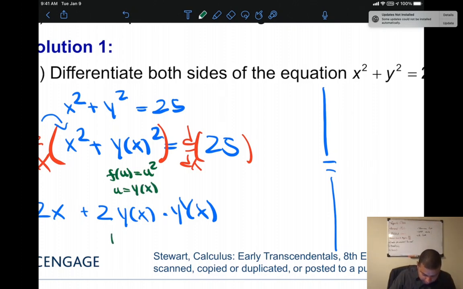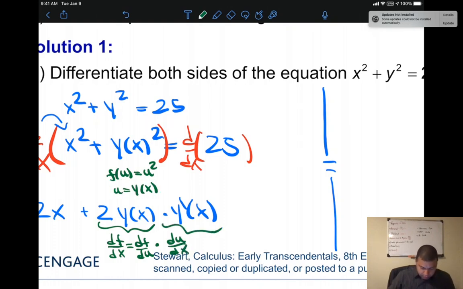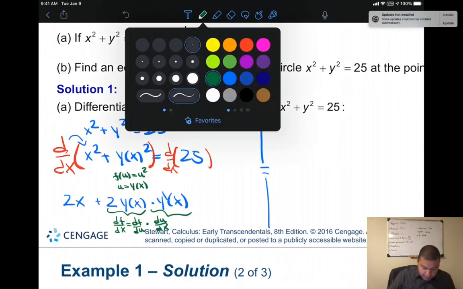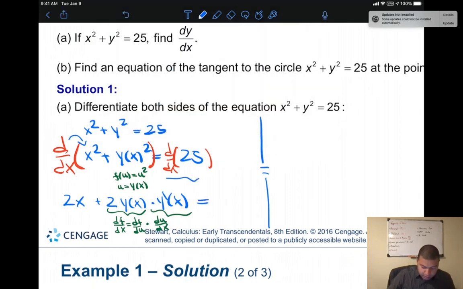So df/dx is df/du, which is 2u, right? Times du/dx, which is just the derivative of y, which is this. So this is the chain rule on the left-hand side, but then we still have to differentiate the right-hand side, which is the derivative of 25, which very luckily equals 0 for us, right? So we end up with this equation there. Remember what we're looking for, right? We're looking for dy/dx, so we're looking to solve for this.